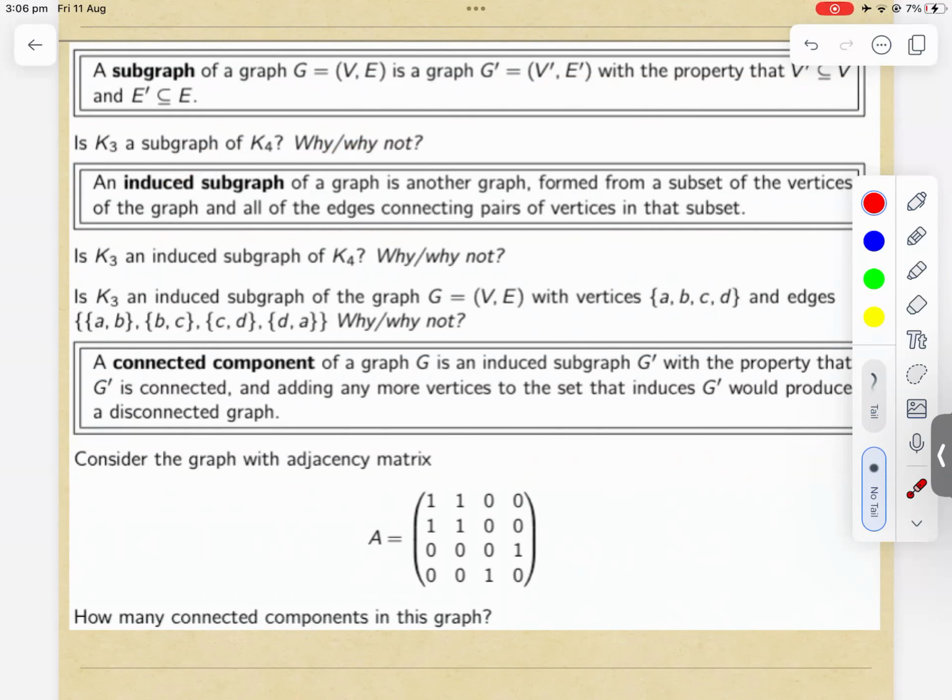As a kind reminder, I can say that this is K3. This one, this one. This is K4. So K3 is a subgraph of K4, obviously. An induced subgraph of a graph is another graph formed from a subset of the vertices of the graph.